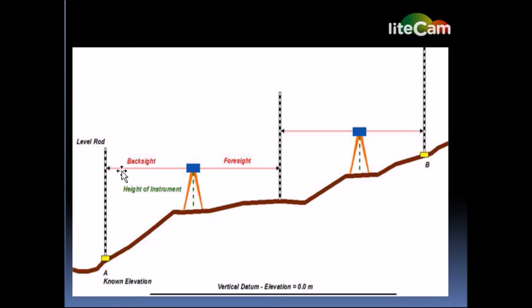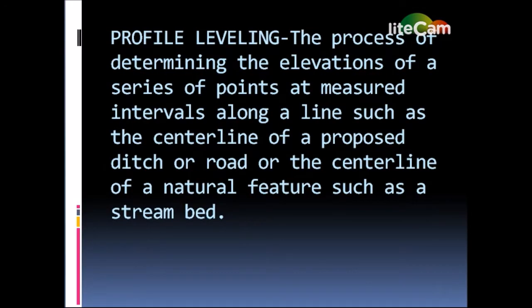The next one is line of sight, or line of collimation. Line of collimation is the line joining the intersection of your diaphragm crosshairs and the optical center of the objective. Okay, this is the height of instrument. Height of instrument can be defined as the elevation of the line of collimation with respect to datum. So from here to here it is height of instrument, and this is the line of collimation or line of sight.